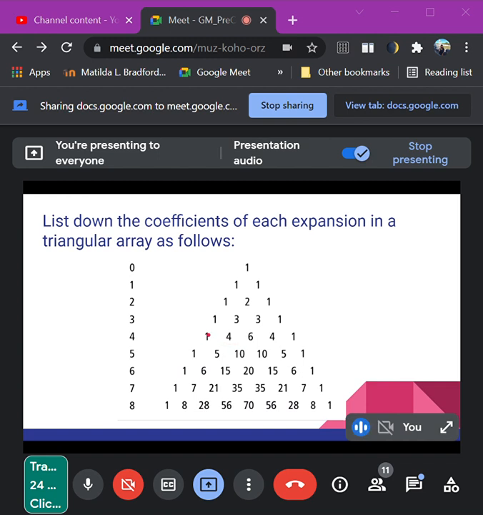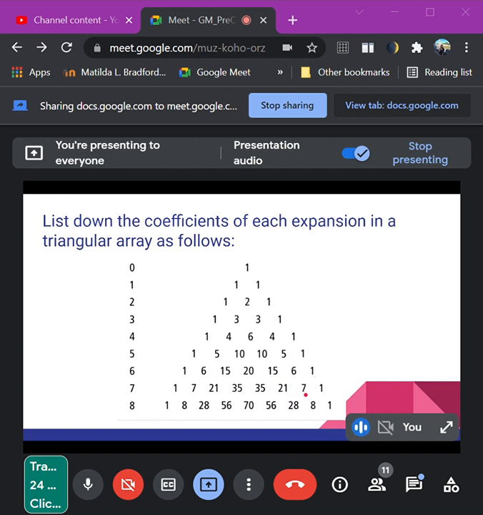And the next one, you have there 1 plus 4, that is 5. 4 plus 6, that is 10. 6 plus 4, that is 10. 4 plus 1, that is 5. And the next one, you have there 1 plus 5, 6. 5 plus 10, 15. 10 plus 10, 20. 10 plus 5, 15. 5 plus 1, 6. And then here, 1 plus 6, 7. 6 plus 15, 21. 15 plus 20, 35. 20 plus 15, 35. 15 plus 6, 21.